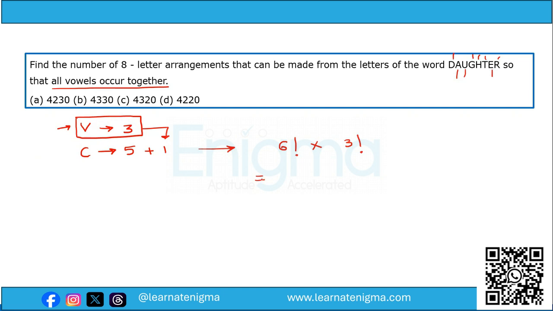So this becomes our calculation: 6 factorial, that is 720, into 3 factorial, that is 6. So multiplying this, we get the answer as 4320, and its answer will be option C.